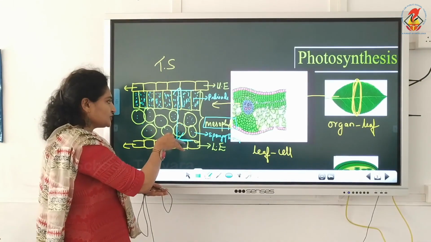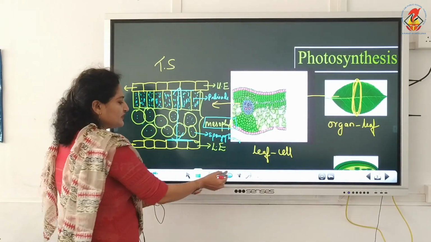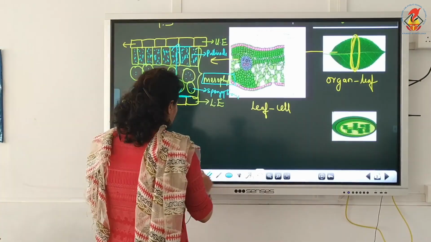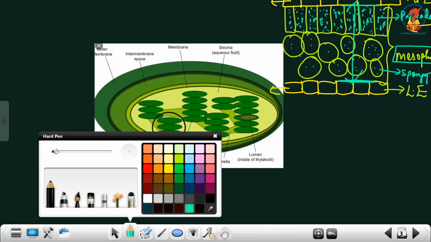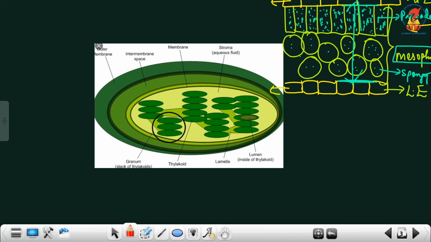Now we are zooming into it. Which part? Definitely we know it's the chloroplast. So I pulled out the structure of the chloroplast. You all are well aware of the structure of the chloroplast. It is oval in outline, and there are two layers.